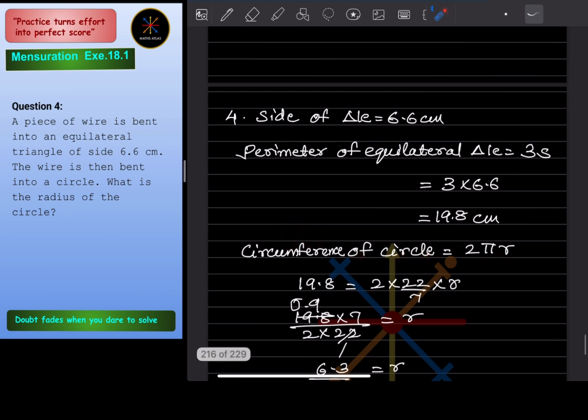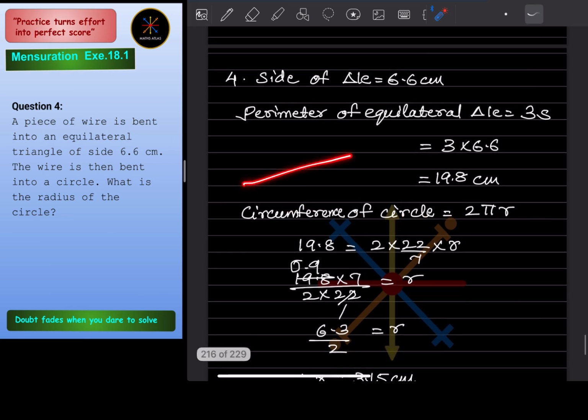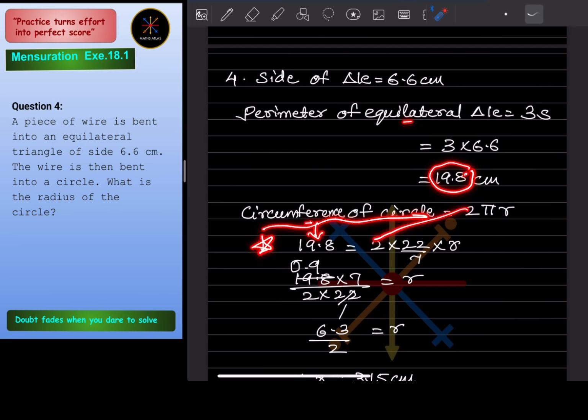So now see, it is the same. So the triangle and this measurements are going to be the same. So in place of the circumference of circle, we can write 19.8. This is the important point. So this will be 2 into 22 by 7 and this is going to be r.